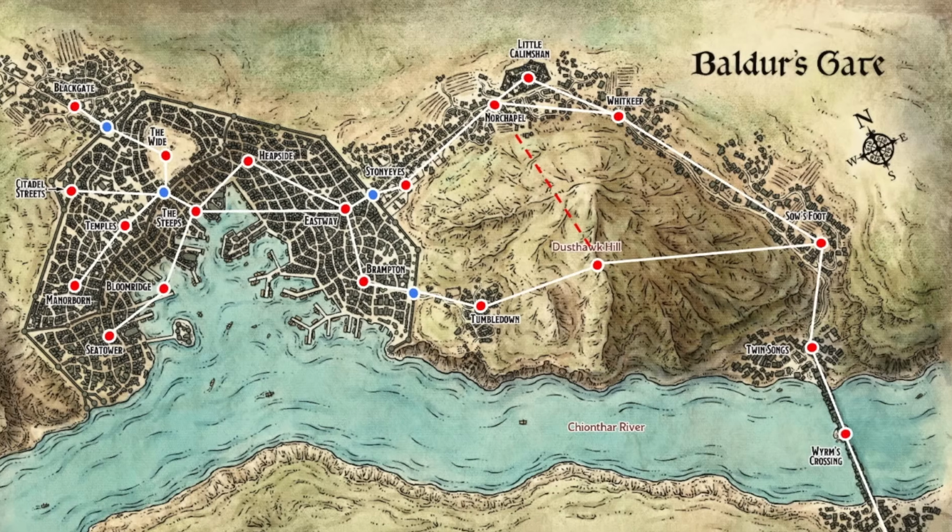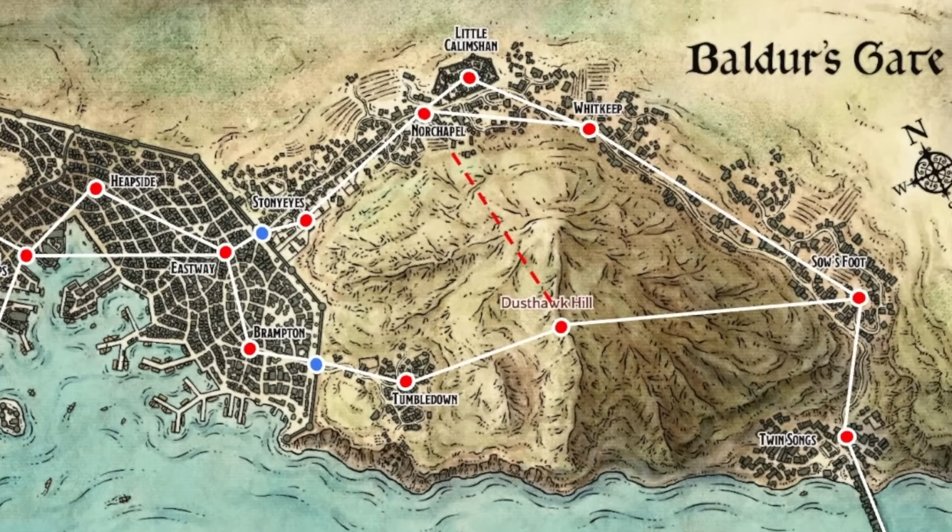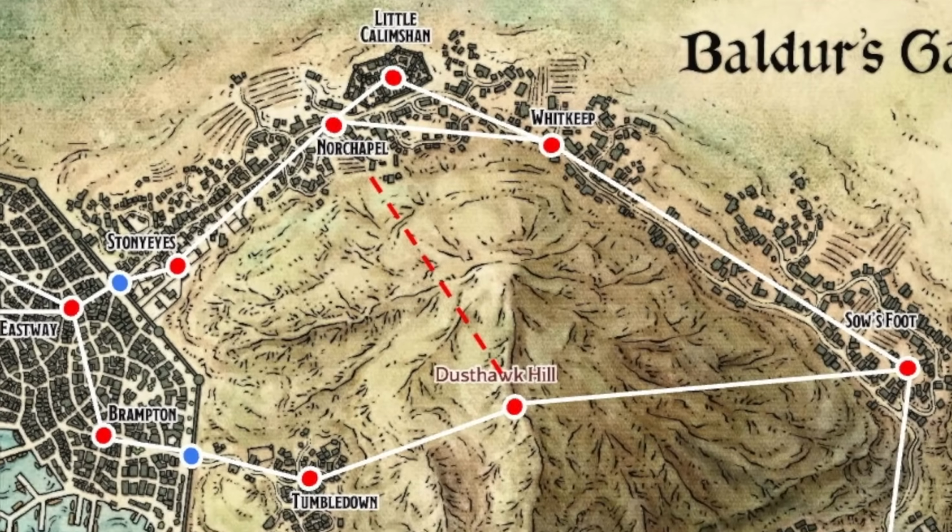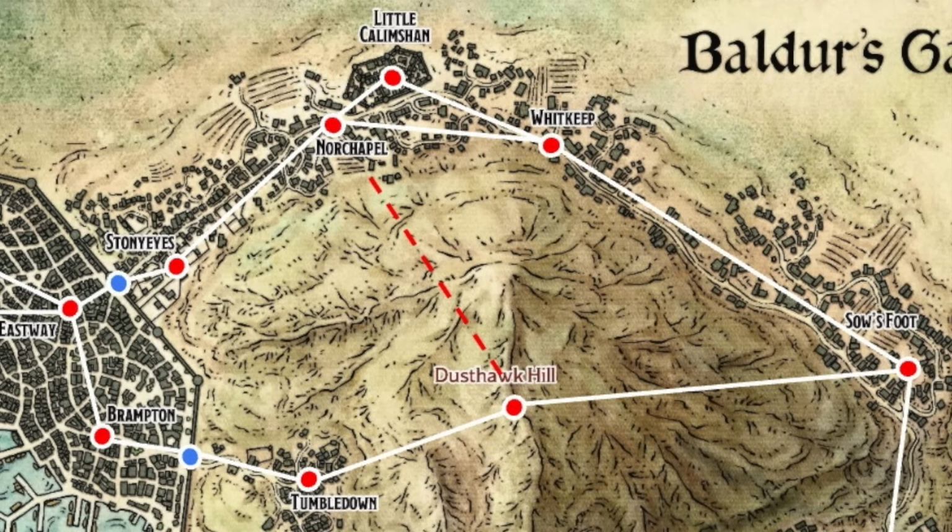So let's say the characters are in the neighborhood of Norchapel and they want to climb Duskhawk Hill. You might have an NPC describe that climbing Duskhawk Hill is not legal because the Duskhawks are an endangered species and people aren't allowed to go up on the hill. This would be a way to clearly denote to the player characters that they are going off the path. They're going outside of the expected parameters.